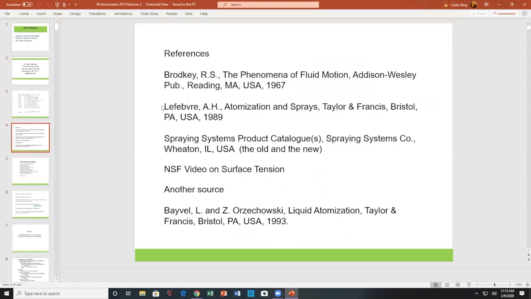Then there are catalogs from Spraying Systems. Excellent company, and I've lifted some of their literature as a basis for this presentation. They're a great company. I don't get any money from them, nor have I ever gotten any money. But they've been nice enough to allow me to share their catalog information with you.